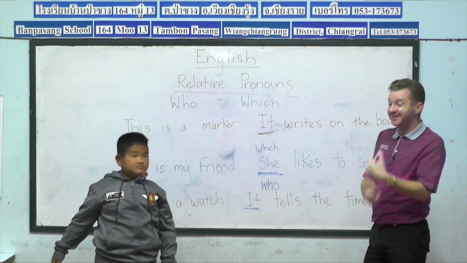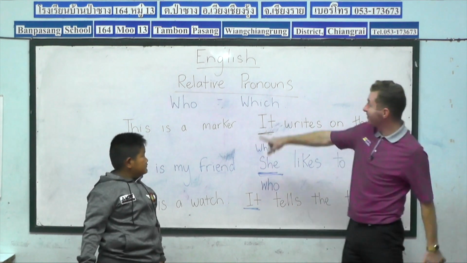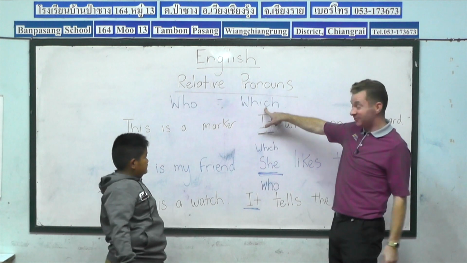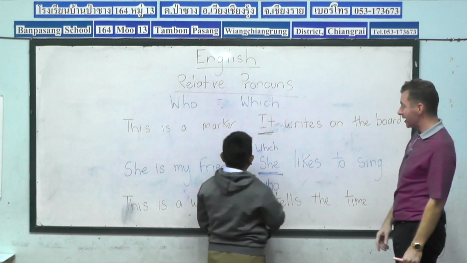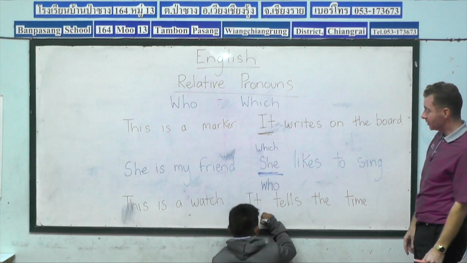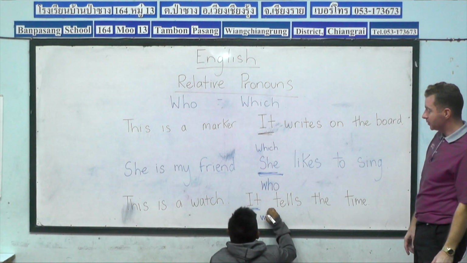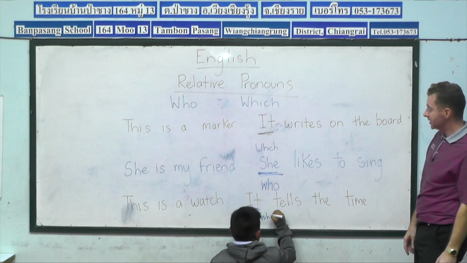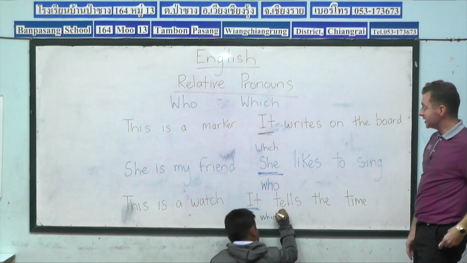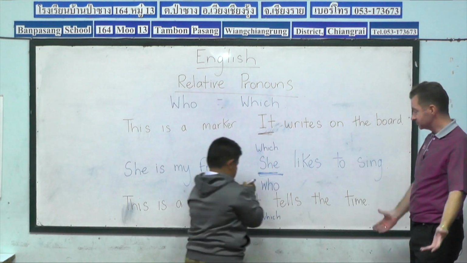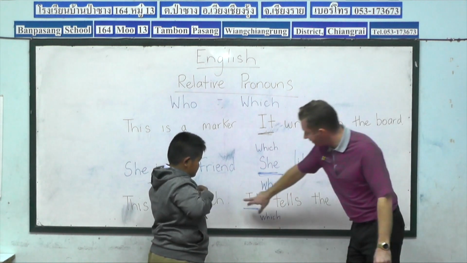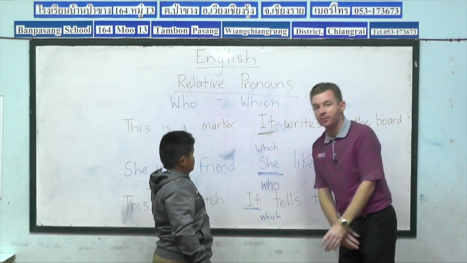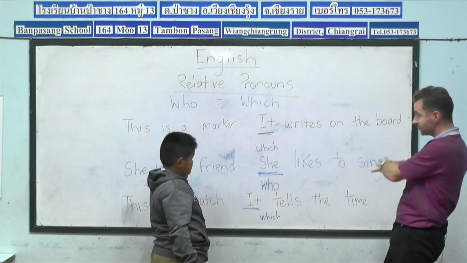Which, not watch. The watch is the object. So we use which. So Net, can you write the correct relative pronoun underneath? W, H, I, C, H. Okay, so now we've linked the sentences, we can get rid of the full stop. And we can say the full sentence together.